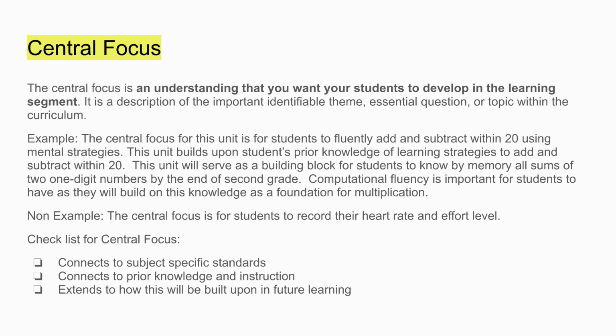And then also consider how this would be built upon either in a subsequent lesson or in a next grade level, how it connects. So in the example here for second grade, the second grade standard was fluently add and subtract within 20. It is built on prior knowledge because we've been talking about strategies. Now we want to move those strategies into fluency. And this is going to provide a building block for multiplication. Okay.